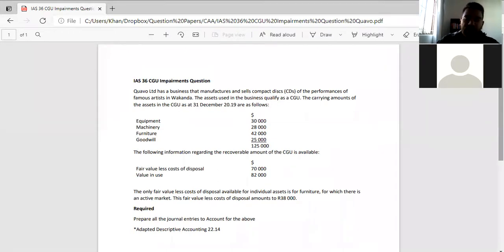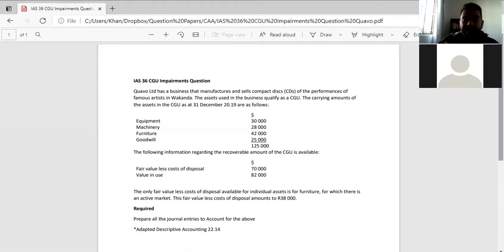So it's very important on this level. You're always going to be tested on CGUs, because that is the real way IAS 36 works. That's the real way that impairment works. In first year and second year, and most likely even third year, they don't deal with CGUs because it's a little bit complex. We always dealt with impairment on an individual asset level, because it was just assumed that every asset on its own can generate cash flows independently.